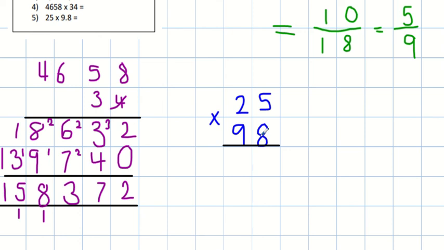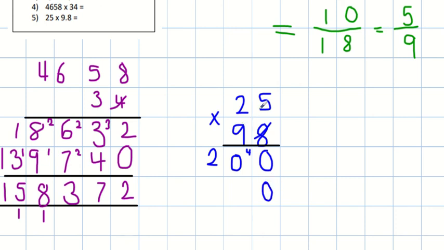5 times 8 is 40. 2 times 8 is 16. Add the 4 we've carried, 20. We've multiplied by 8, and now we're going to multiply by 90, so I need to put my placeholder in.